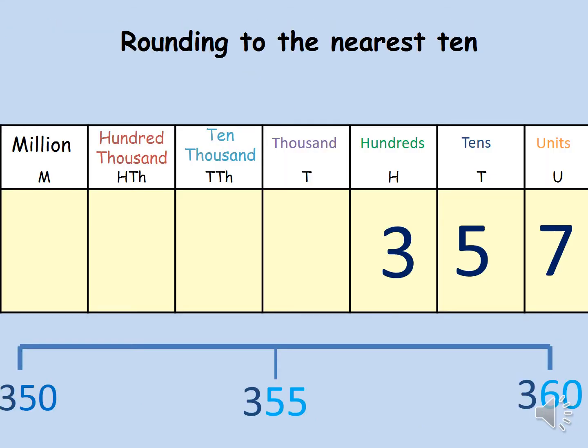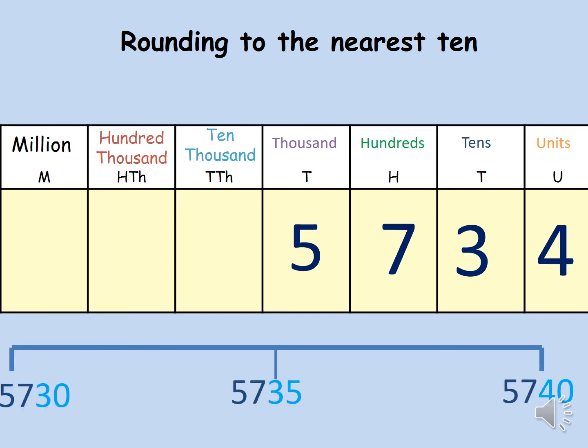Let's look at this one, still rounding to the nearest 10. We've got 357. We've got 3 hundreds, 5 tens, 7 units. Now 357 sits between 350 and 360. If we look at the tens, it's a 5. And knowing our high 5 rule, this time we round up to 360.